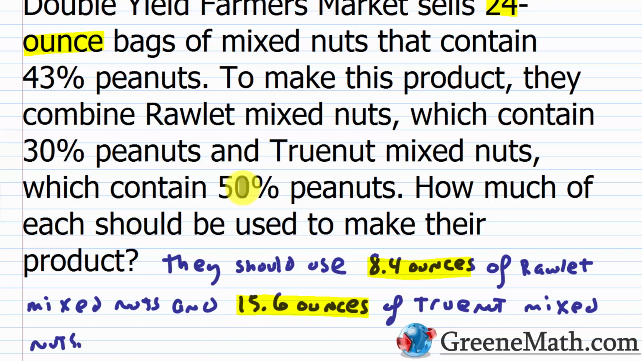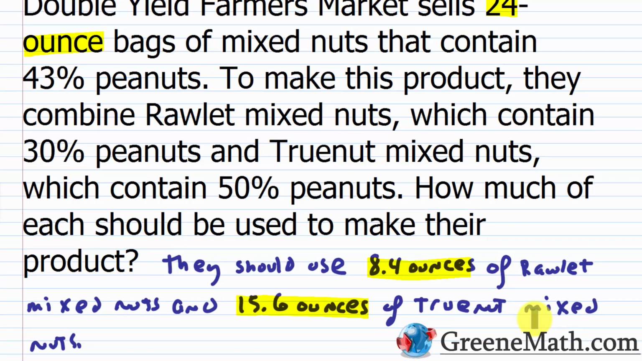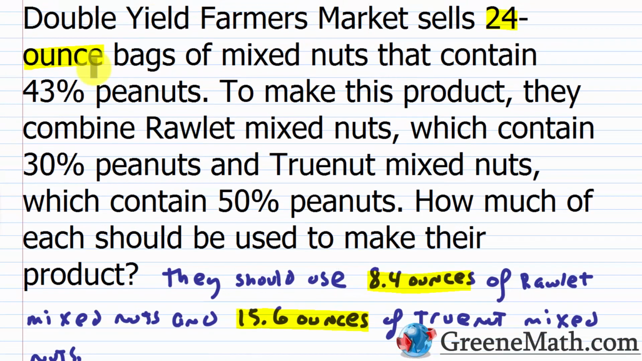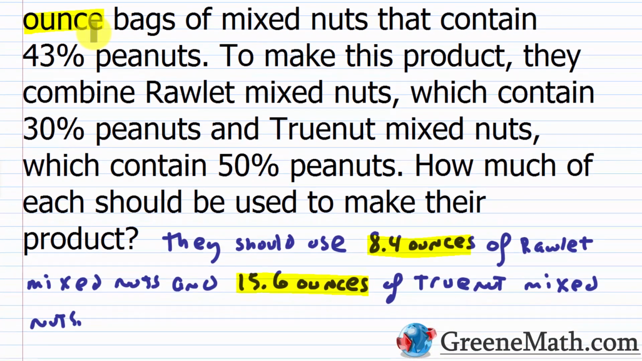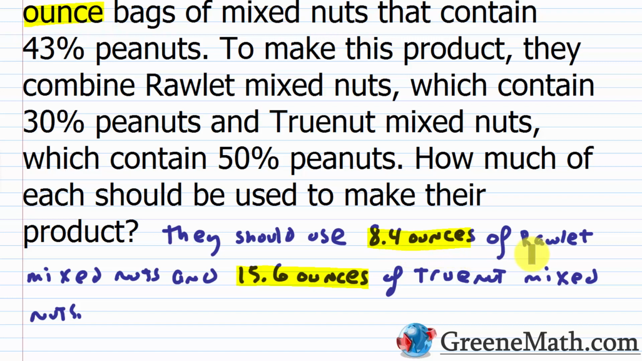So if you take the 7.8, the amount of pure peanuts coming from True Nut mixed nuts, and you add that to the 2.52, the number of ounces of pure peanuts from the Rowlet mixed nuts, you do get your 10.32, or again, the number of ounces of pure peanuts in your final product for the double yield farmers market. So we can say our answer here is correct. Again, they should use 8.4 ounces of Rowlet mixed nuts and 15.6 ounces of True Nut mixed nuts.